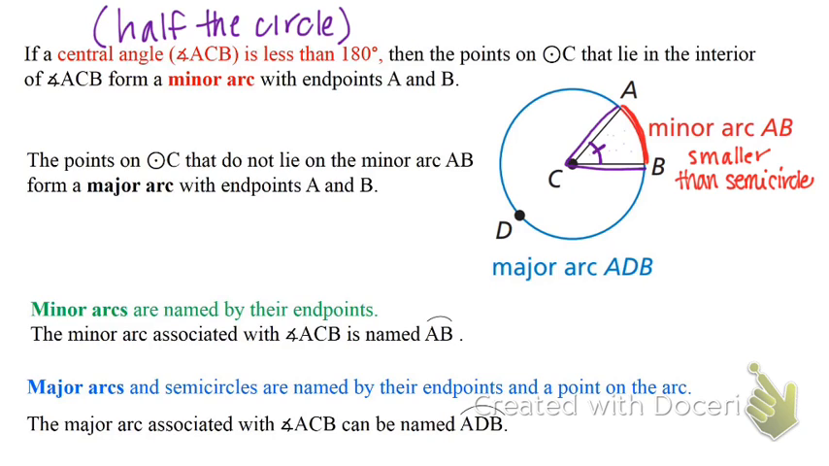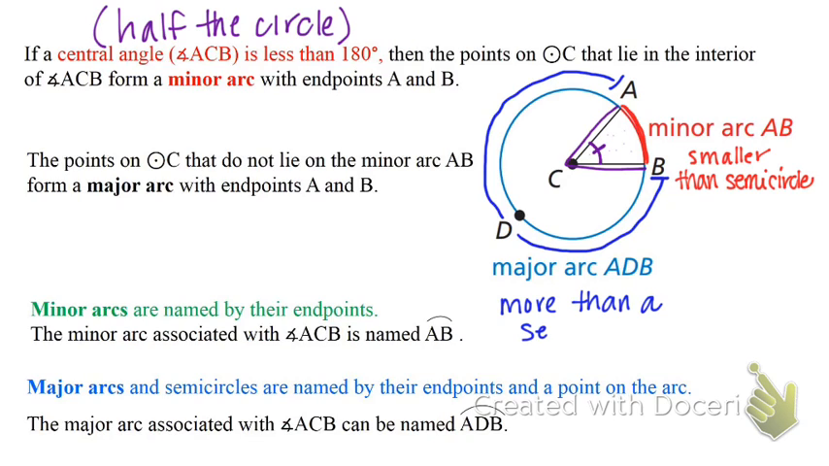If you're not on a minor arc, then of course you're going to be on a major arc. So like this is a major arc. And one thing you might notice about a major arc is that a major arc is more than a semicircle. And that's the primary distinction between a minor arc and a major arc.